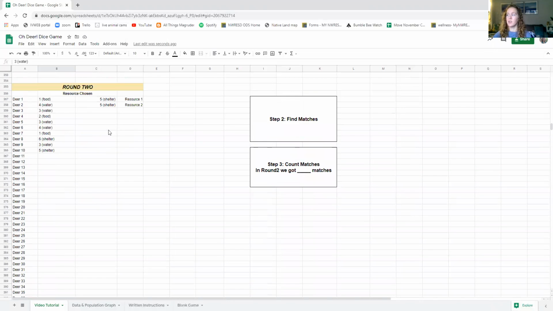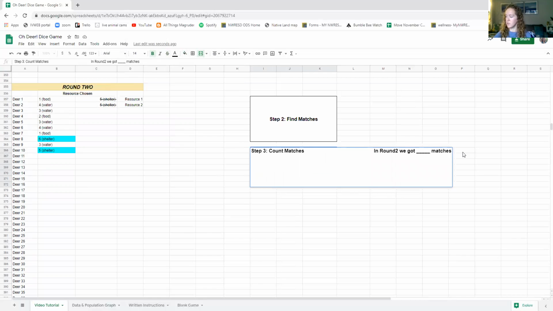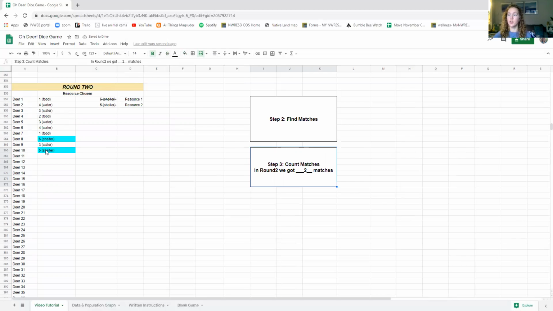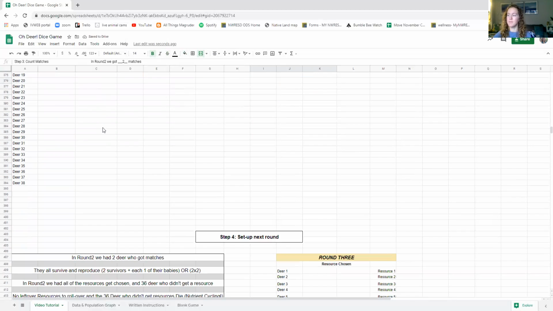So we're going to now find those matches and count them up. Let's see. No food, no water, no water, no food, no water, no water, no food. Shelter. Cross it out. And no water, shelter. And cross it out. So how many matches do we get? Count up your deer who got their resources. 2 matches. We have 2 deer that found the resource they need.